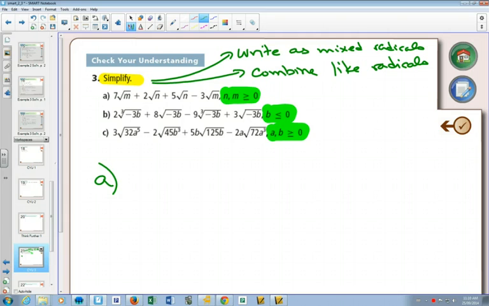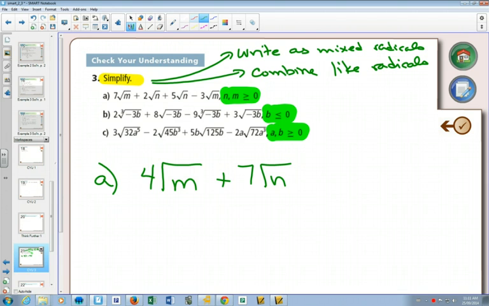Can you see here that I have 7 root m's and later I have minus 3 root m's? That will leave me with 4 root m's. I have 2 root n's plus another 5 root n's. That will leave me with 7 root n's. Can we put those together? No. So this is completely simplified because we have written them all as mixed radicals and we've combined all the like radicals. So we're done.